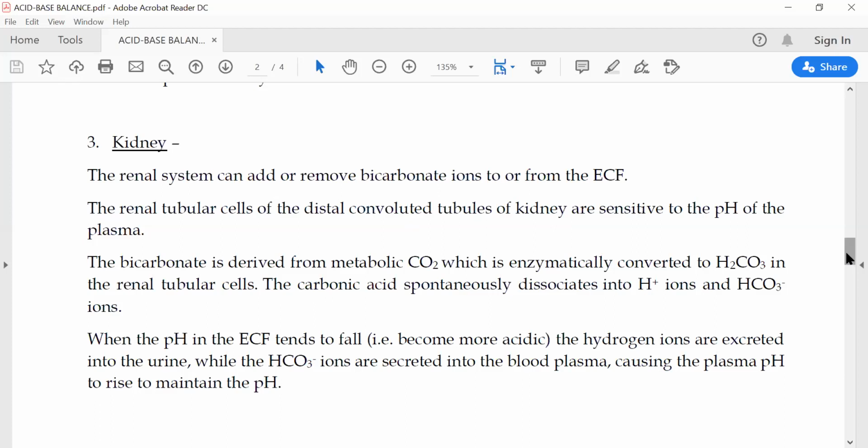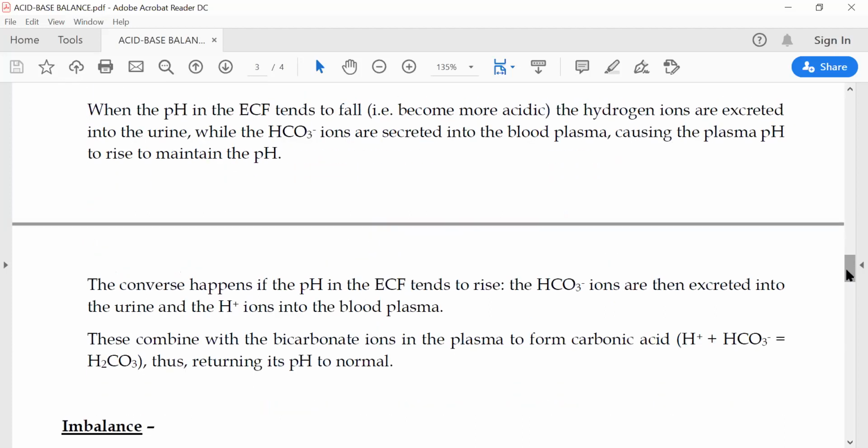Similarly, if the pH of the extracellular fluid increases, that means it becomes more alkaline, then the reverse happens, which means extra bicarbonate is released from the body in the form of urine, and hydrogen ions are released into the blood plasma in order to maintain the pH.